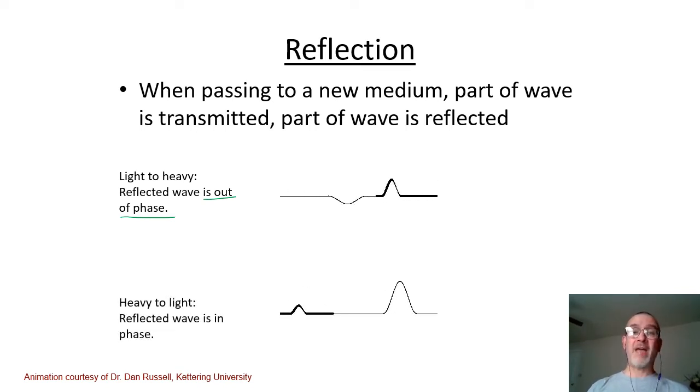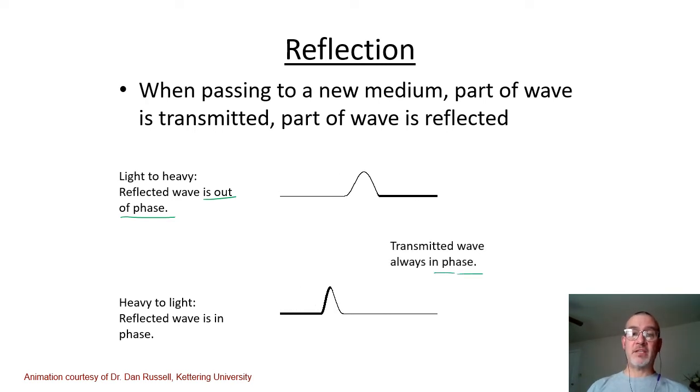However, if it's going from heavy to light, from a big N to a smaller N, or a heavier rope to a lighter rope, then it's going to reflect back on the same side, so it's going to stay in phase. So we've got to worry about that reflection and whether it is going to flip the wave pattern or not, because if it does, it throws off our constructive and destructive interference. Now, it is important to know that the transmitted wave is always in phase, so we never have to worry about that flipping or not.